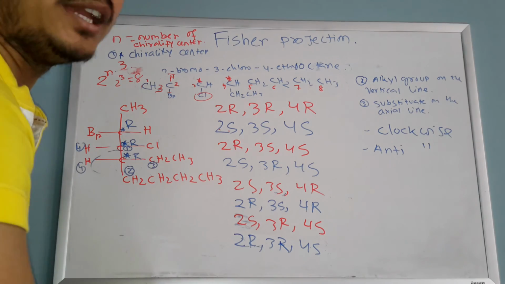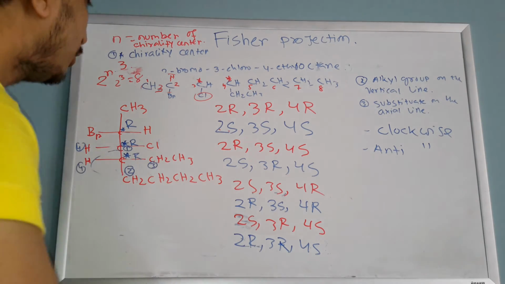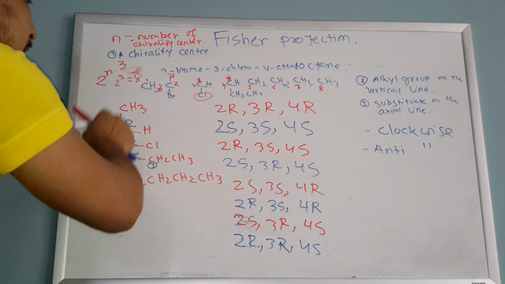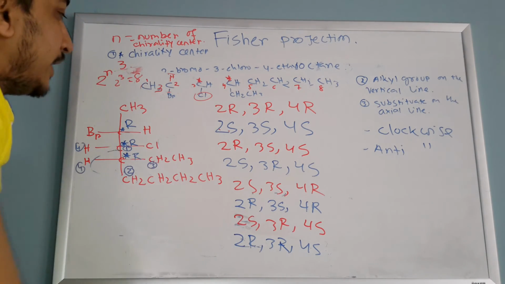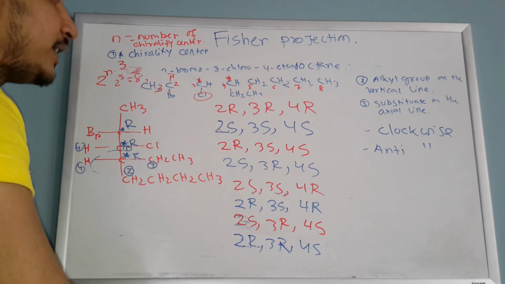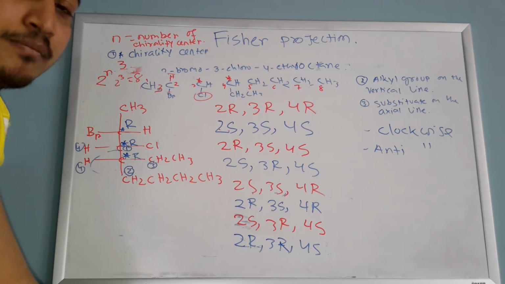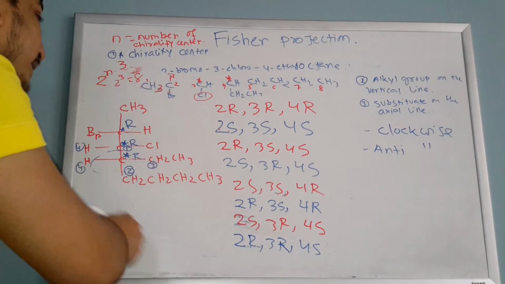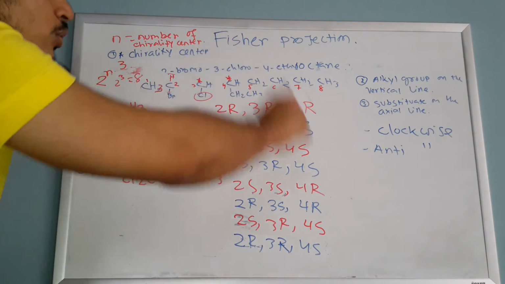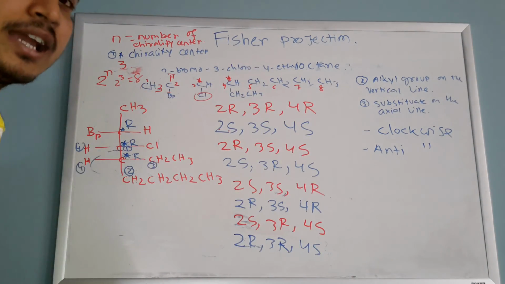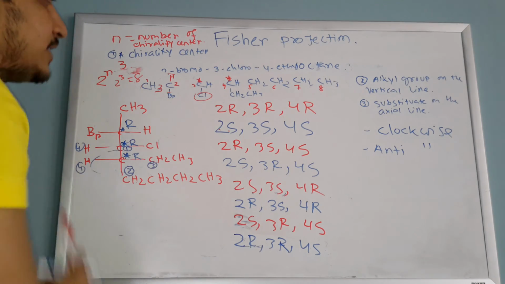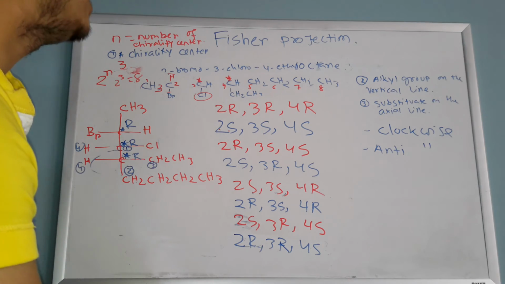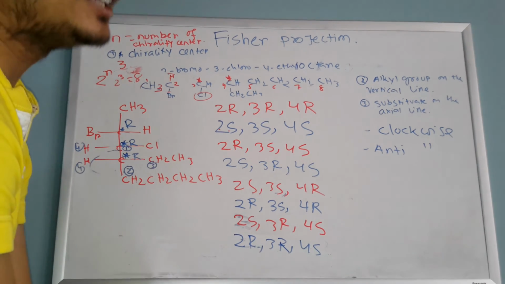So what is my conclusion? If you want to make stereoisomers, please be careful in making the first stereoisomer. If you make the first stereoisomer wrong, the whole thing is going to be wrong. If you make the first one right, the entire set of stereoisomers is going to be right based on your first stereoisomer. So this is your overall Fischer projection, R and S configuration and stereoisomer.